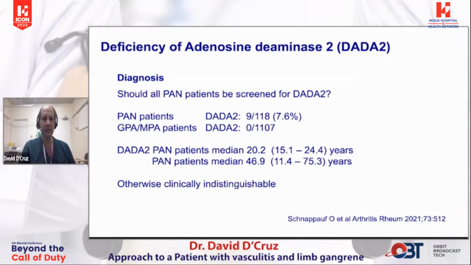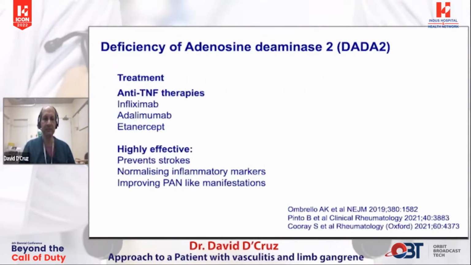Clinically, they were indistinguishable. The only difference was that the DADA2 PAN patients were about 20 years younger than the ordinary classical PAN patients. Otherwise, they were clinically indistinguishable. Now you could ask, what's the relevance of this? Well, it is relevant because it makes a difference in terms of treatment. So treatment now for DADA2 is anti-TNF therapies, infliximab, adalimumab, and etanercept. So very different from the usual treatment of PAN, which is cyclophosphamide and high doses of steroids.